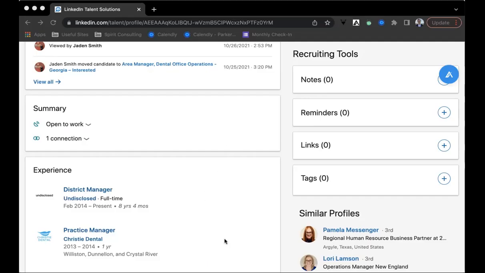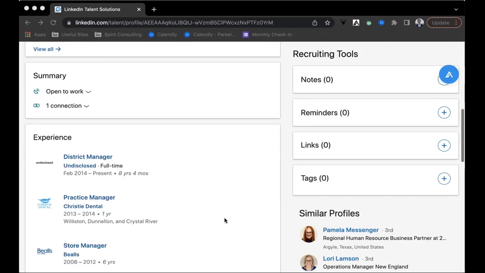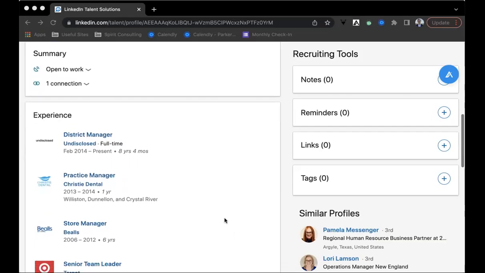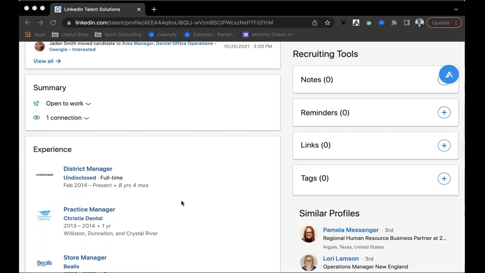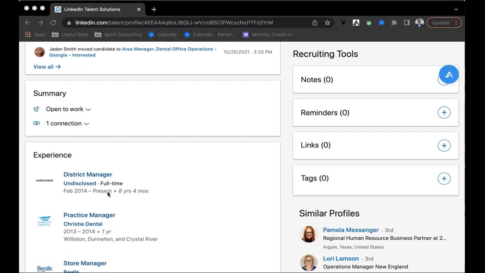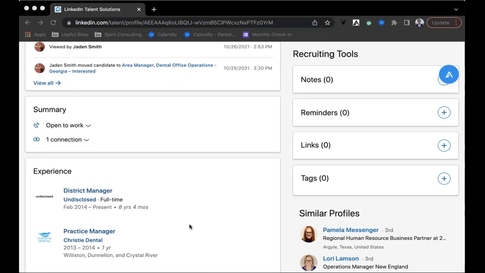That said, let's look at her experience. The first thing that should become clear is that she has significant experience as a regional manager, right? You see the 8 years there. That should indicate the qualification as well as the possibility that she'd be open to moving, because she hasn't been promoted or had growth opportunities in a long while.